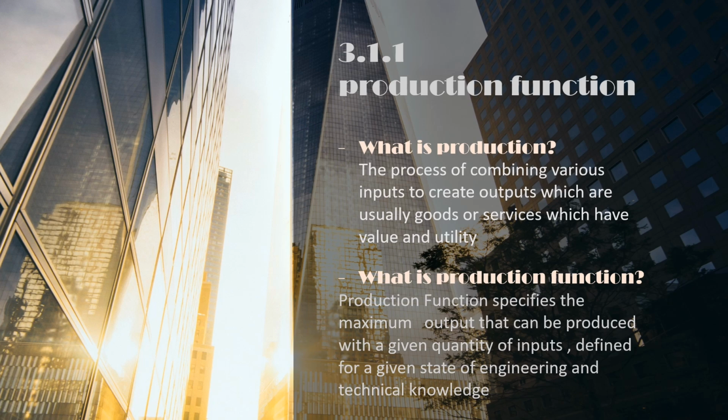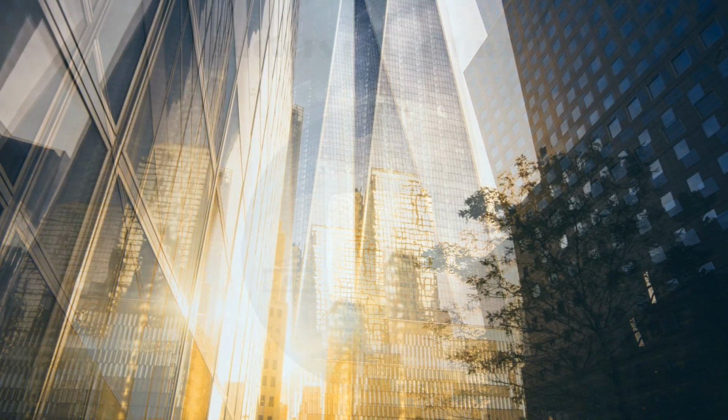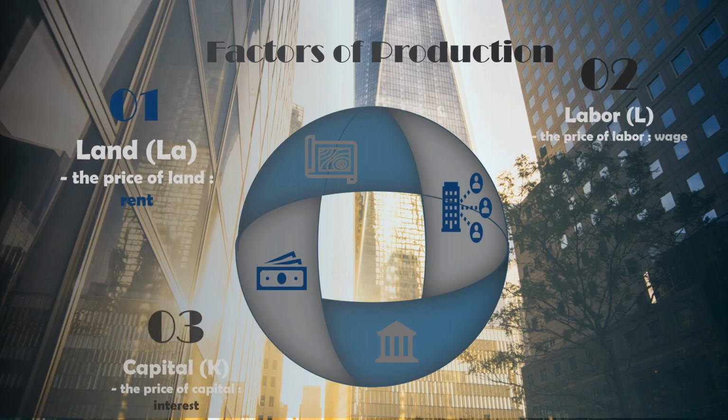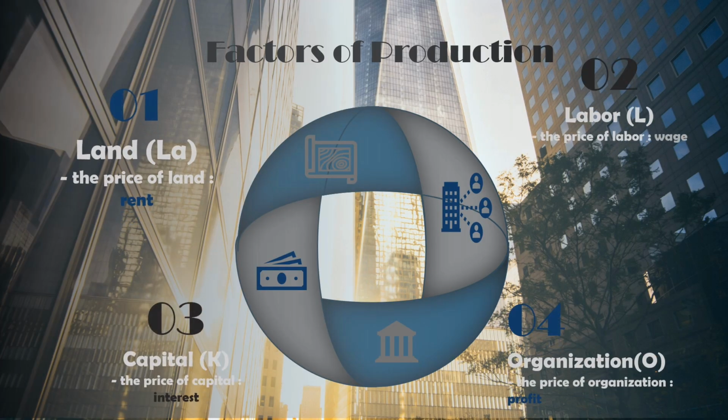So before going to the factors of production, I might ask you a question: what is the difference between production and production function? Basically, production is the actual process of making goods or services. Meanwhile, production function is the mathematical representation from where we can get outputs from the inputs.